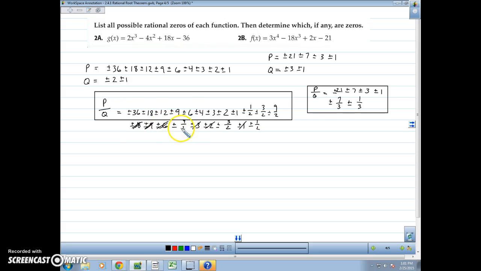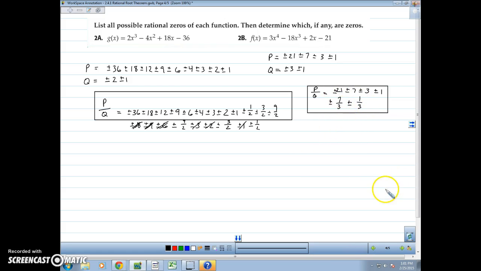But then I also got 9 halves when you divide 9 by 2, 3 halves when you divide 3 by 2, and 1 half when you divide 1 by 2. Those did not repeat. Those were new ones. So there's all of your possible rational zeros for 2a. And then here are all your possible rational zeros for 2b. They're either going to be plus or minus 21, 7, 3, or 1. Or if you divide them by 3, you got a couple of repeats, but you also got 7/3 and 1/3.